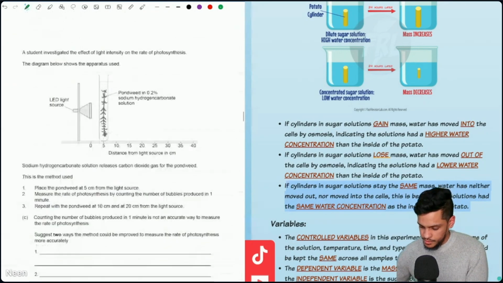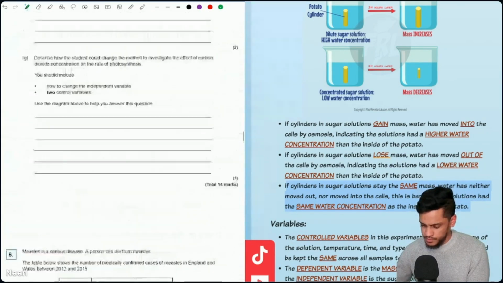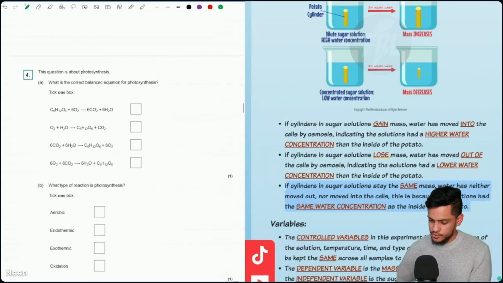Okay, let's check how many questions we've got left. About halfway mark. Right, so we've got some longer questions coming now after these multiple choice questions.